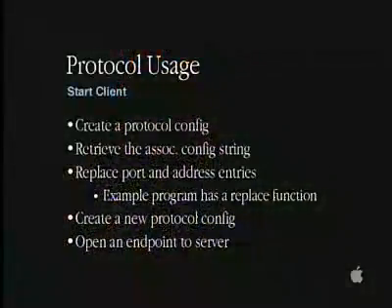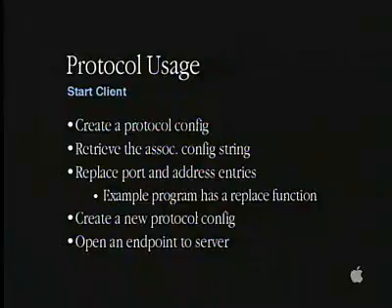For a client, it starts out very similar. You're going to create a config reference. You're going to retrieve the string for that. In this case, you're going to want to replace the IP address and the port to match what the server expects. And in the example code, there is a function for making this a lot easier. You pass it in the string identifier that you want to replace and the value you want to replace that reference's value with. So again, you create a new protocol config, and then you open an endpoint to the server.